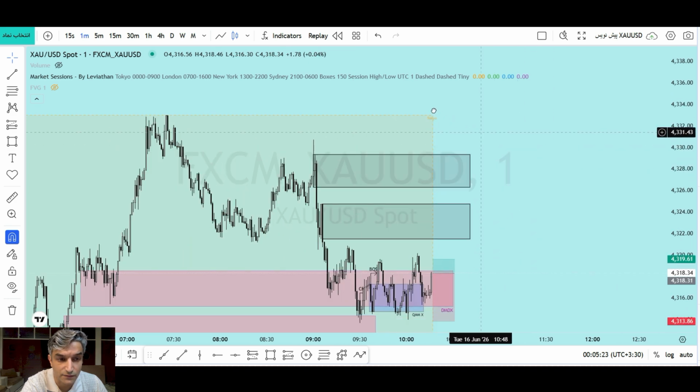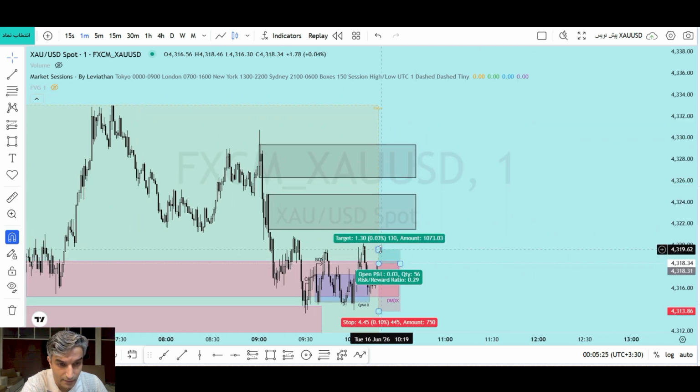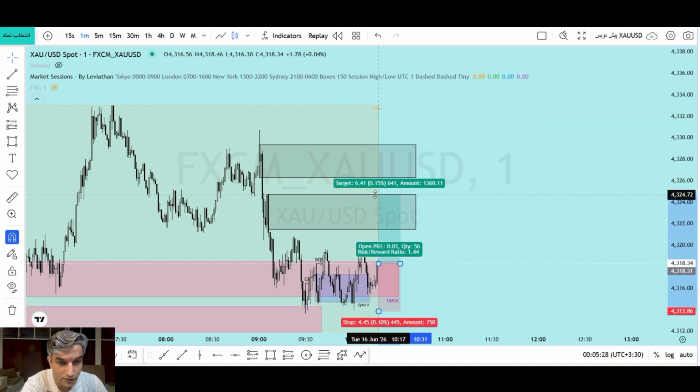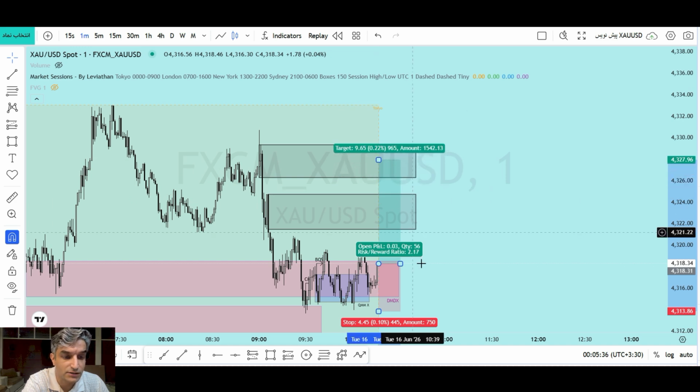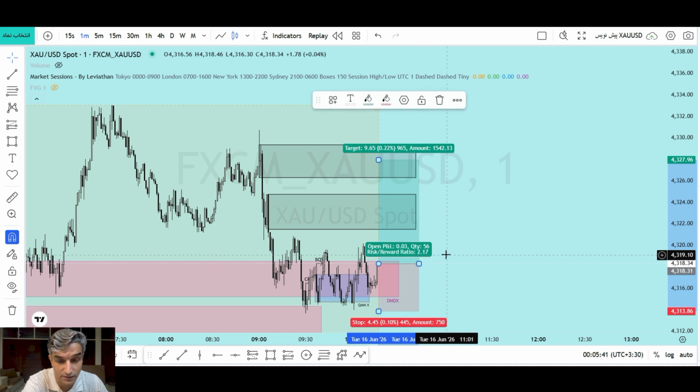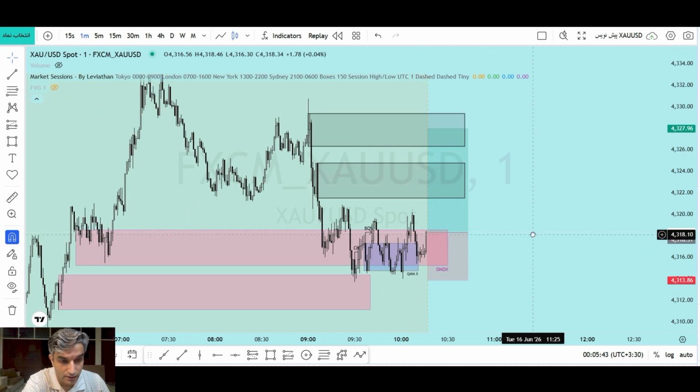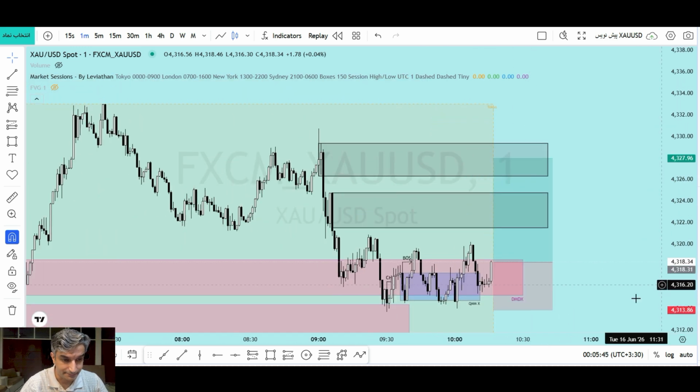Sorry, my network is not very okay. If we put it around here, it is around 1.44, and if it comes to this area, our risk reward ratio is around 2.17. Let's see what will happen.